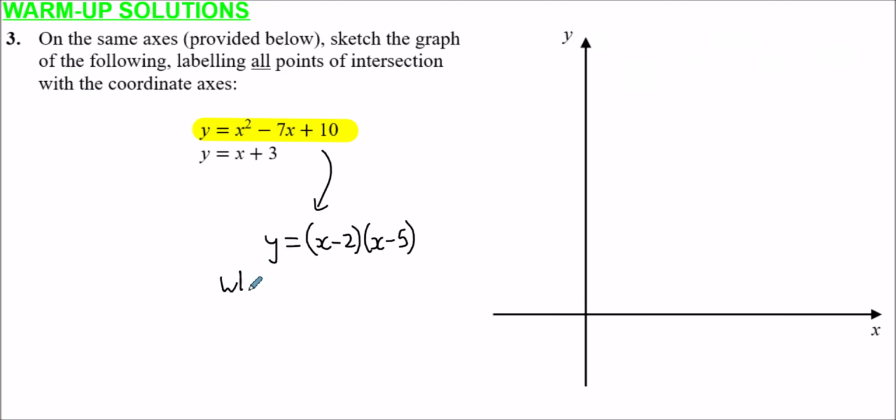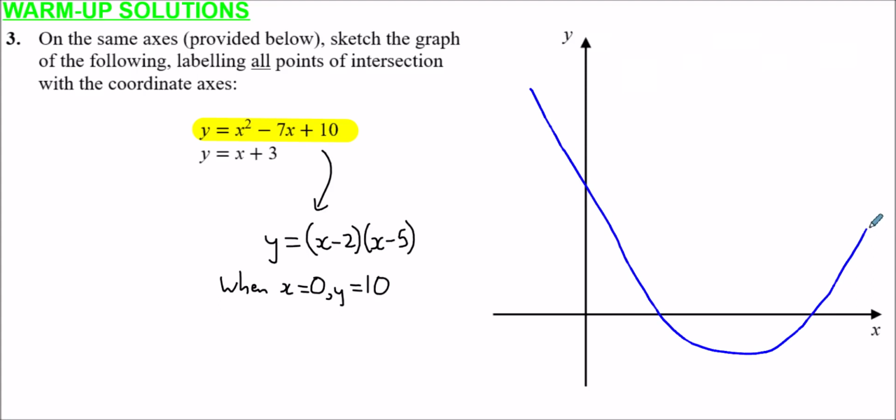So it's also worth saying that when x is 0, y is 10. And so we can graph this one here. Here goes nothing. I'm terrible at sketching graphs, as you know by now. And up again. So what we have here is, that's 2, that's 5, and this one here is 10.